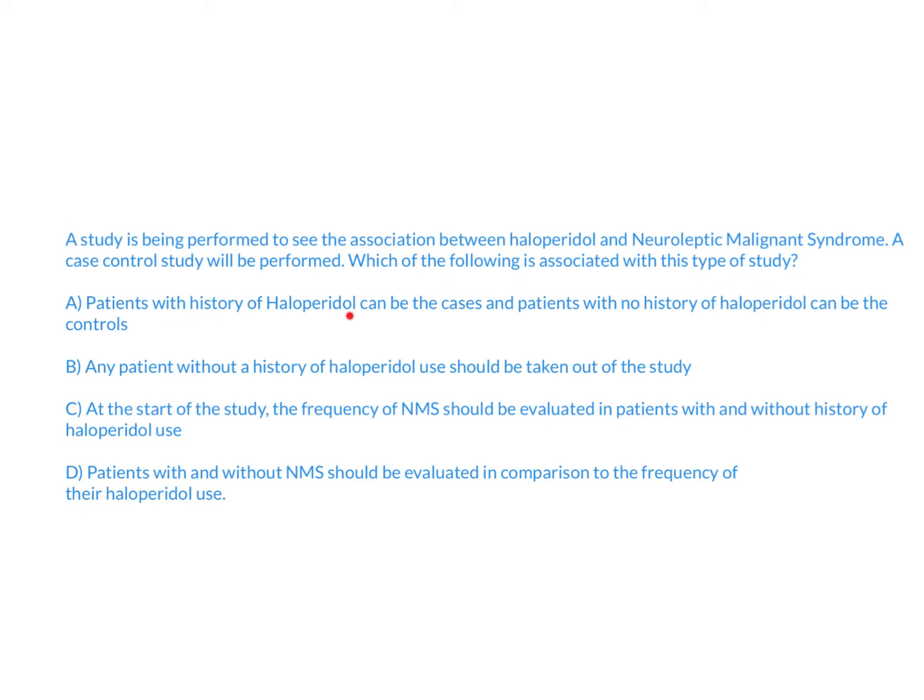A. Patients with a history of haloperidol can be the cases, and patients with no history of haloperidol can be the controls. B. Any patient without a history of haloperidol use should be taken out of the study. C. At the start of the study, the frequency of neuroleptic malignant syndrome should be evaluated in patients with and without history of haloperidol use. D. Patients with and without neuroleptic malignant syndrome should be evaluated in comparison to the frequency of their haloperidol use. So I'll let you answer the question and then I'll explain.